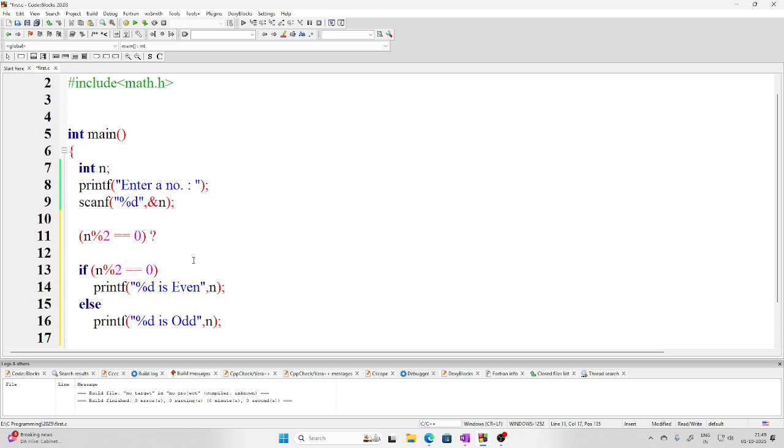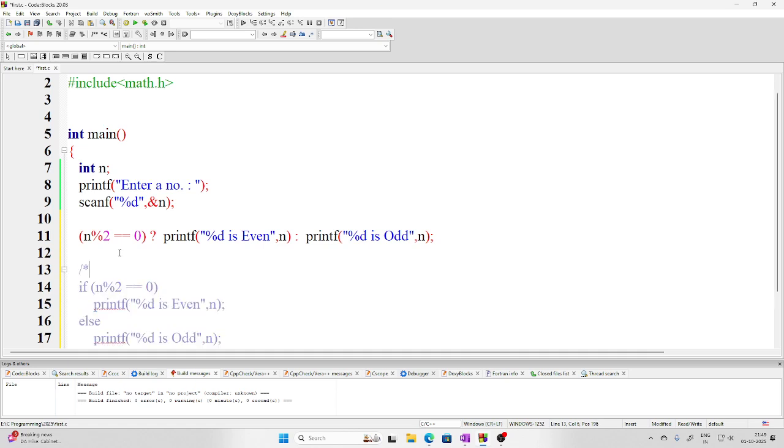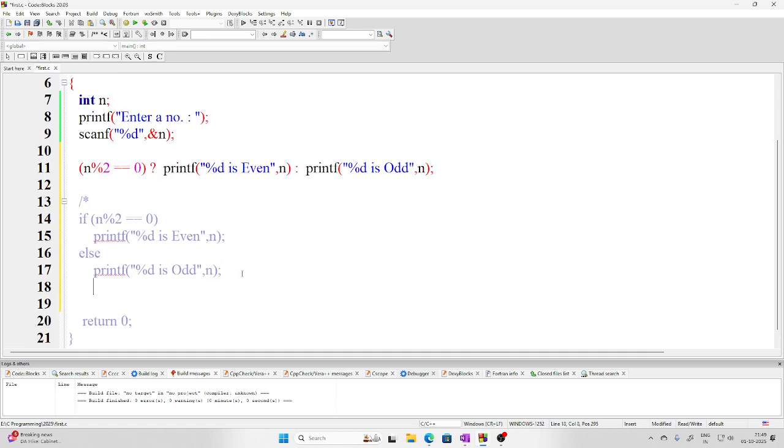Then you have to write what will happen if this becomes true. So if this becomes true, you have to print this statement. Okay. Then, if this becomes false, then colon, then you have to write the other one. This one. And close this statement by semicolon. That's it. Now this is not required, so write multi-line comments.